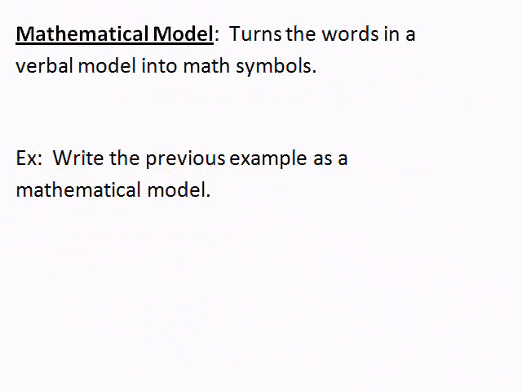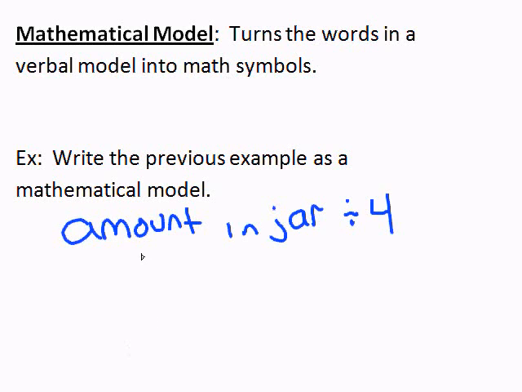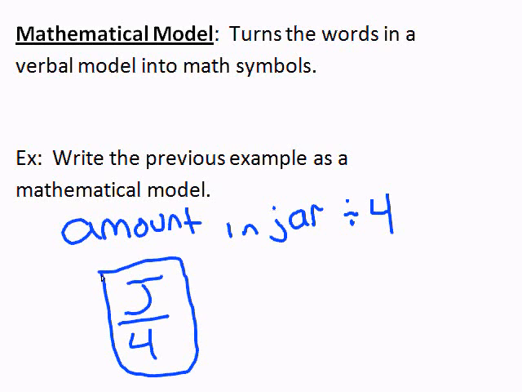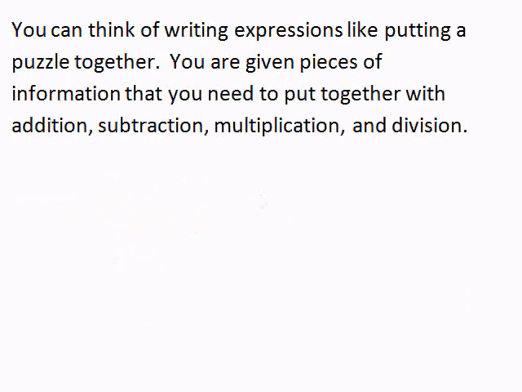The last step in writing a mathematical model from a verbal model is we turn the words in the verbal model into math symbols. So again, our previous model had the amount in the jar divided by 4. In this example, the amount in the jar, I'm going to call that J as our variable. Or you could have called it A. And I'm going to take J and I'm going to divide it by 4. So I just got through writing a mathematical model that represents the amount of money you will get from the jar. You can think of writing expressions like putting a puzzle together.